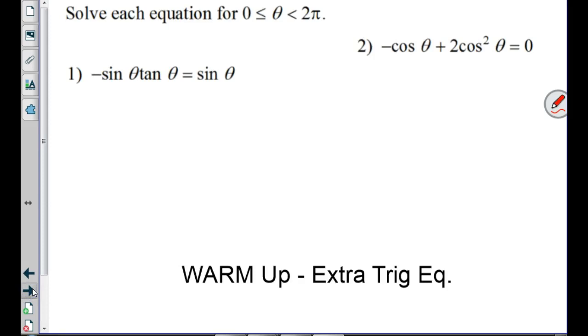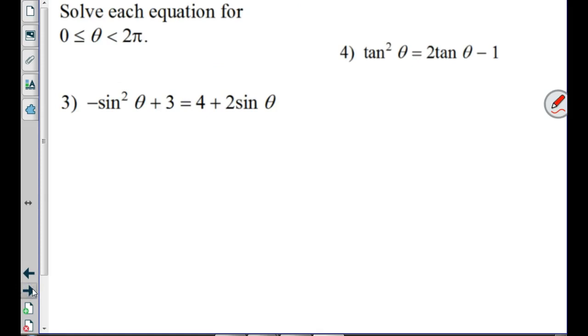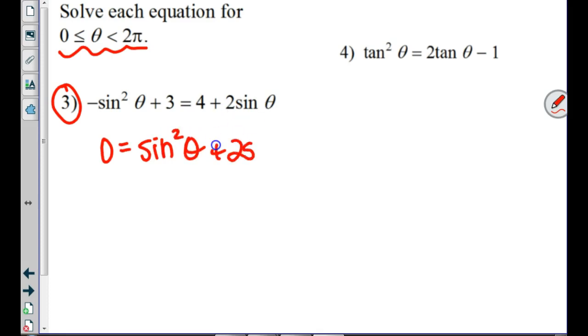So I had some warm-up problems, but we don't have a lot of extra time according to Ms. Abruzzo. I'm just gonna do maybe this number 3 right here as a warm-up. You don't have this problem, but this says solve for all values between 0 and 2 pi. So I would move the sine squared over to the other side by adding it so that it was positive. It has a plus 2 sine theta over there. And if I subtracted this 3, it would also have a plus 1.